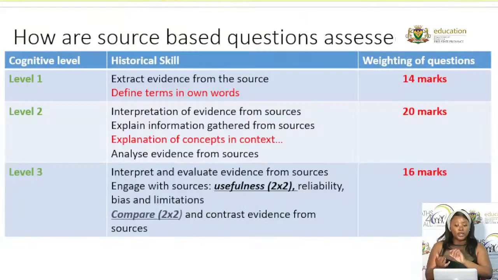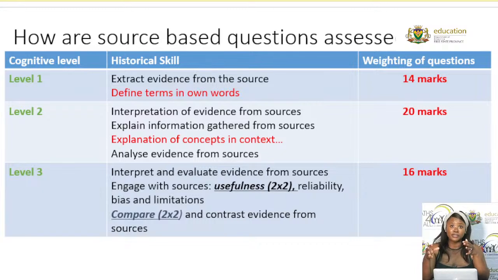For level 1, it is 14 marks. And this is where you are required to extract evidence from the source, define the terms in your own words. And then level 2, we've got interpretation of evidence from the sources, where you explain information gathered from the sources. And here you get 20 marks, meaning 40% of the marks of this question paper are given to level 2 questions.